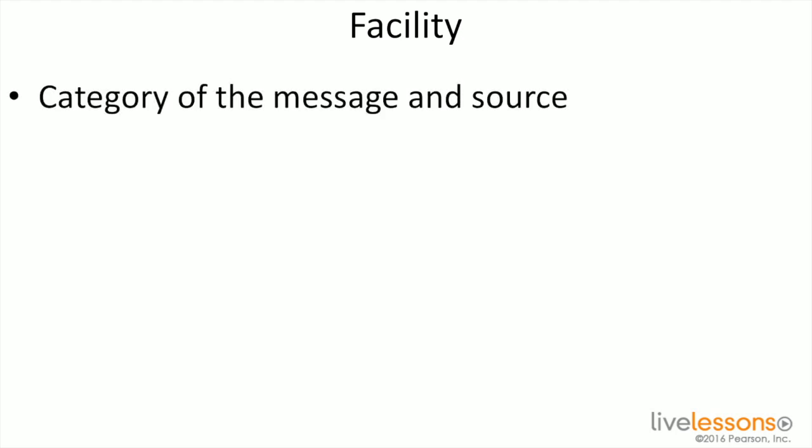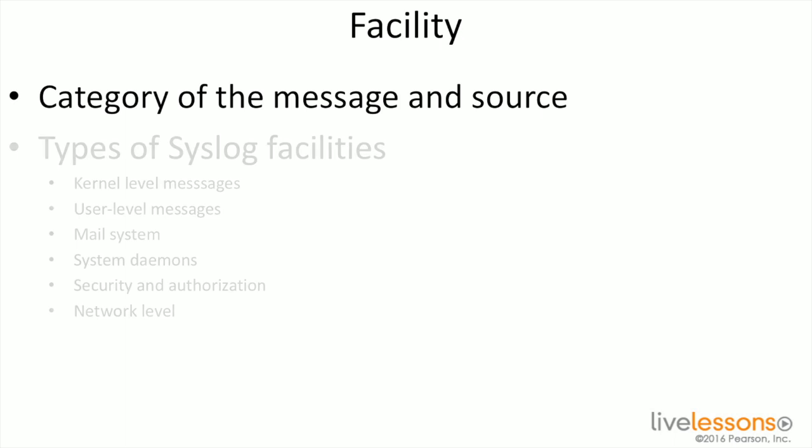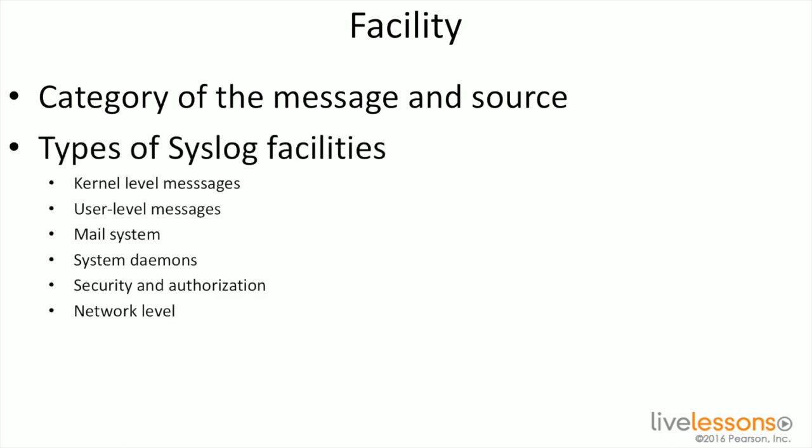So let's dig down a little bit on the facility side. This is really that category of the message and the source. There are different types of Syslog facilities. You've got kernel level messages, which are very low level, and usually, if you get a kernel level message, that's a pretty severe facility to get a message from. You also have user level messages. You can get information from the mail system daemons, as well as security and authorization Syslog facilities. And then, of course, you have the network level as well. All of these are very typical ones that you will see leveraged for Syslog.